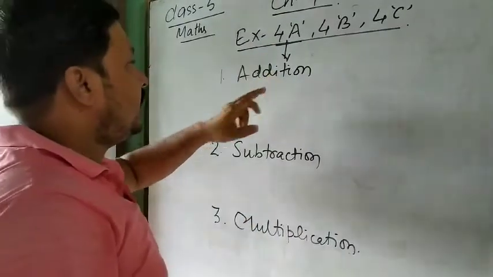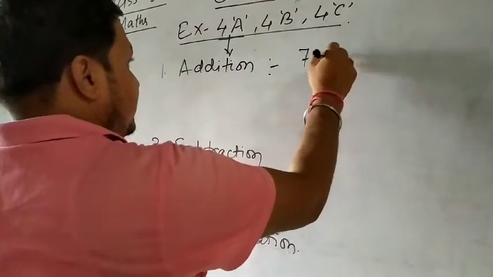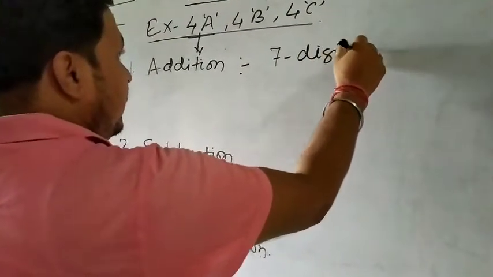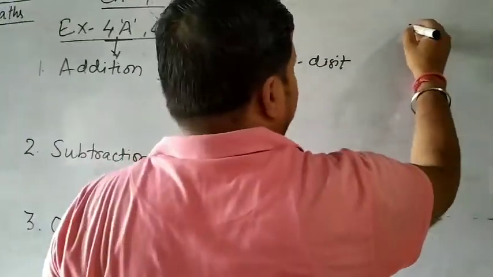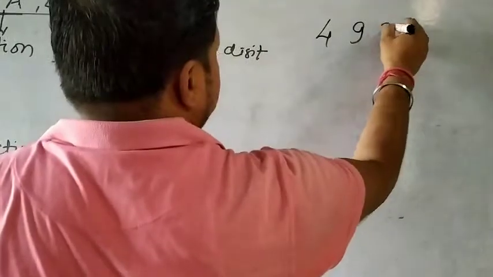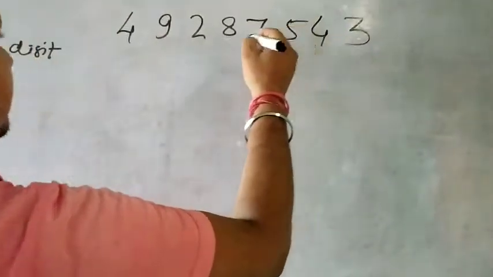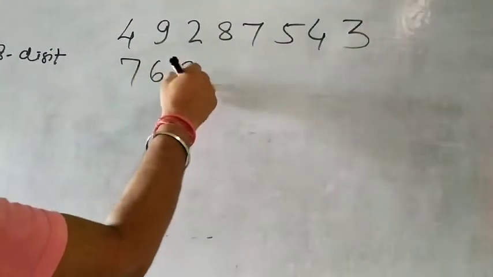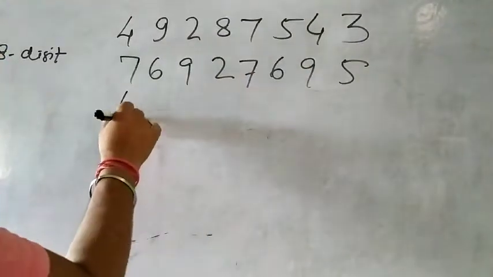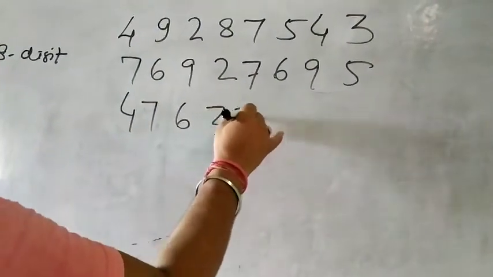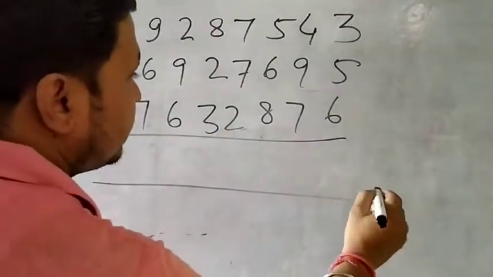In 4A, your addition is the addition of 7 or 8 digits, like that. 4, 9, 2, 8, 7, 5, 4, 3. 7, 6, 9, 2, 7, 6, 9, 5. 4, 7, 6, 3, 2, 8, 7, 6. Now we can add it.